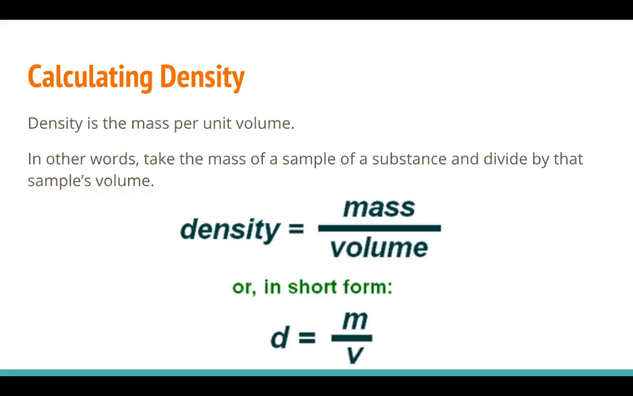So the calculation again, well, it's mass per volume. So that kind of says the whole equation right there. You take whatever sample you have, you find the mass of that sample, and then you divide that by the volume that you found for that sample, and that'll be the density of that substance. Essentially, it's just density equals mass over volume, or in short, D equals M over V.